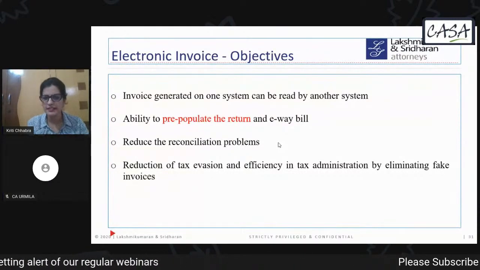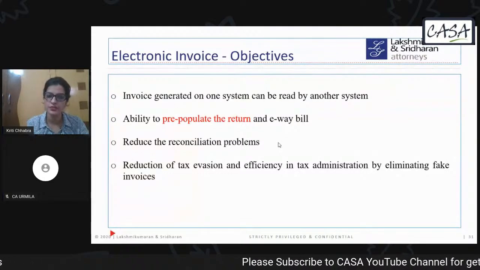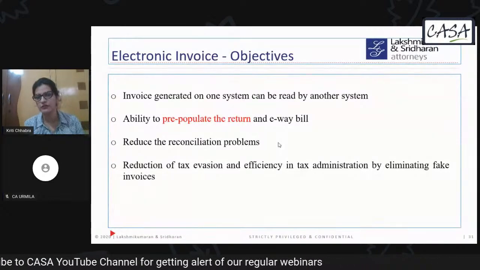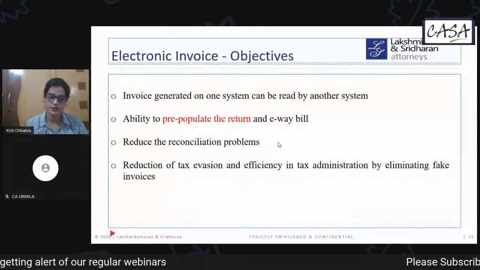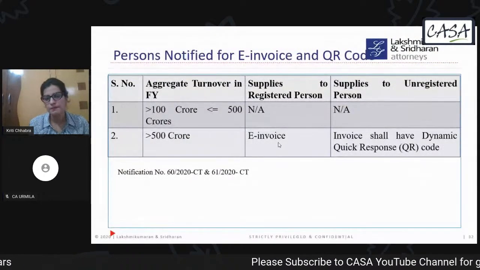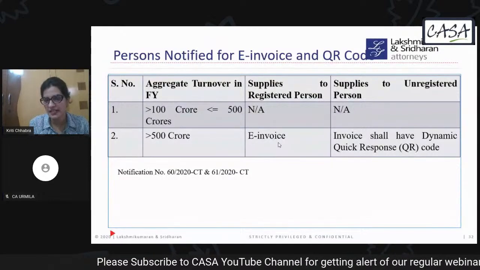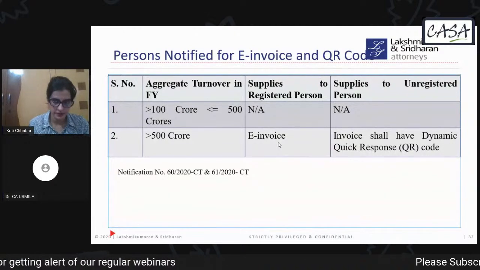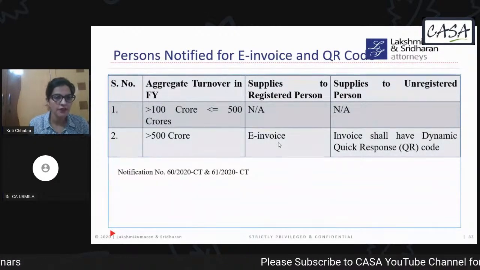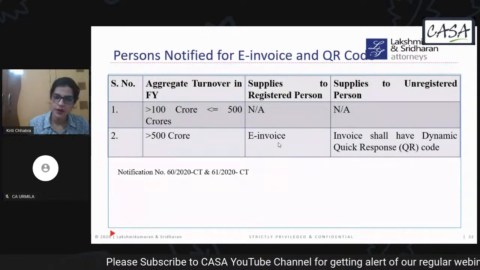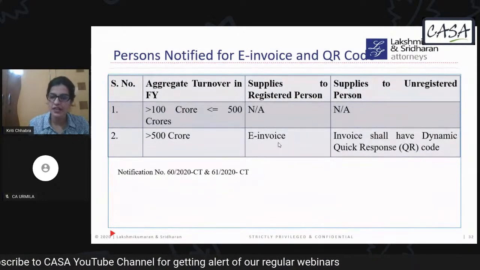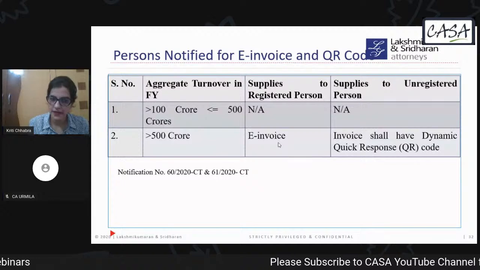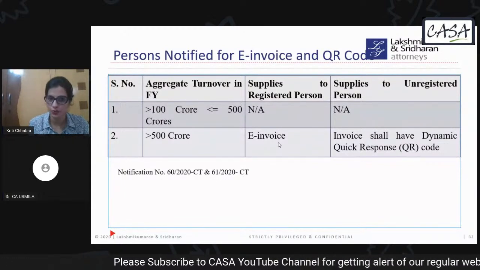Another was to reduce the reconciliation problem. And fourth, obviously, the main part is to reduce tax evasion and to increase efficiency in tax administration at the end of the department. So these are the objectives of e-invoicing. Now let us see on which persons this e-invoicing mechanism is required to be followed mandatorily. The government has notified that any registered person whose turnover is more than 500 crore in a financial year is required to issue e-invoice for supplies made to registered persons, and for supplies made to unregistered persons, this supplier is required to have a dynamic quick response code.